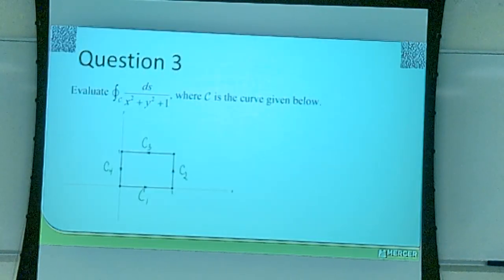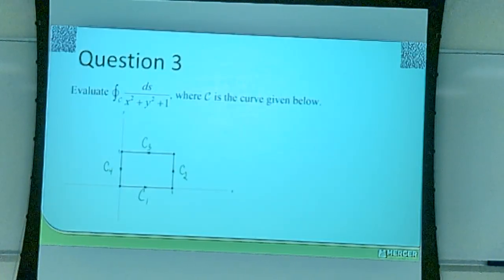Can't we write this path as 4 individual paths? Yeah. So what we're going to do is take the integral along each of those independent paths and then sum them up. And that would be the total circulation.